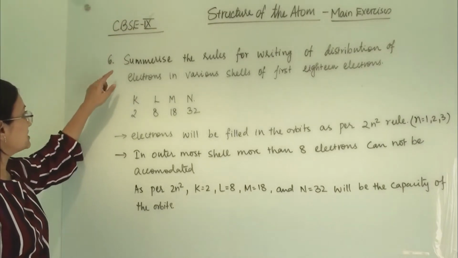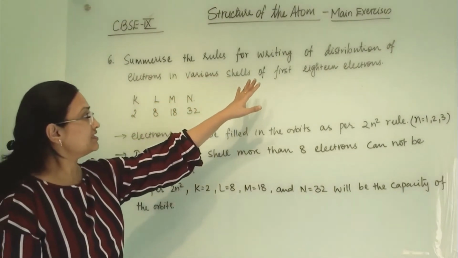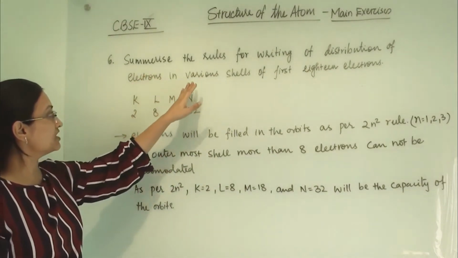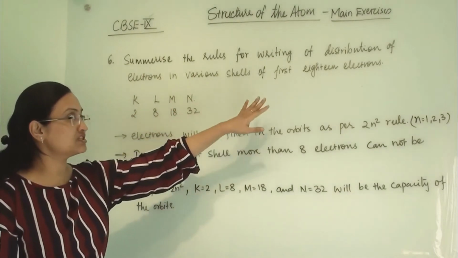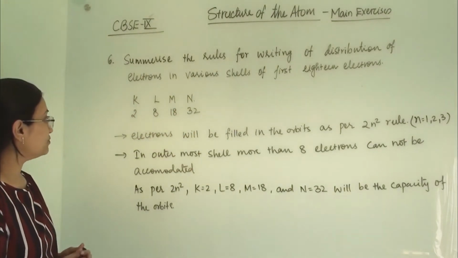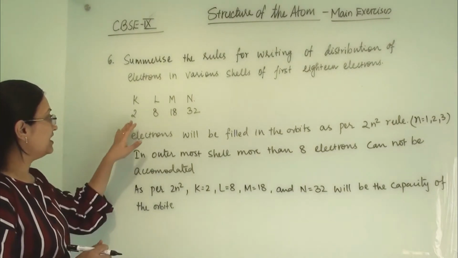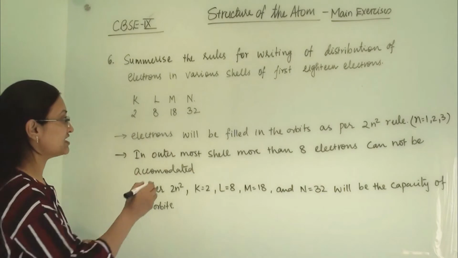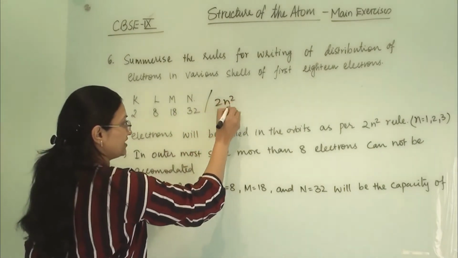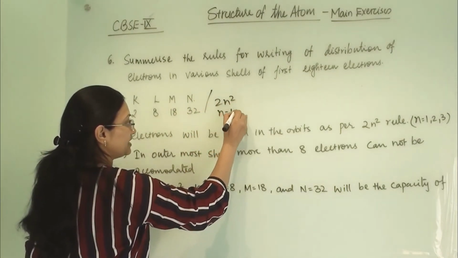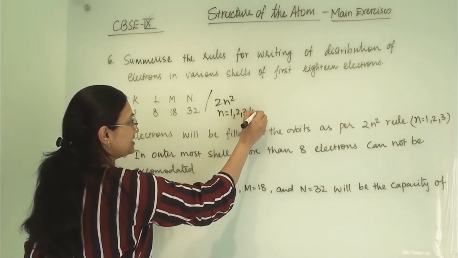Sixth question is, summarize the rules for writing the distribution of electrons in various shells for the first 18 elements. Now we know that there are four orbitals K, L, M and N, and we are filling the electrons as per the rule of 2n square, where n equals 1, 2, 3, 4 and so on.